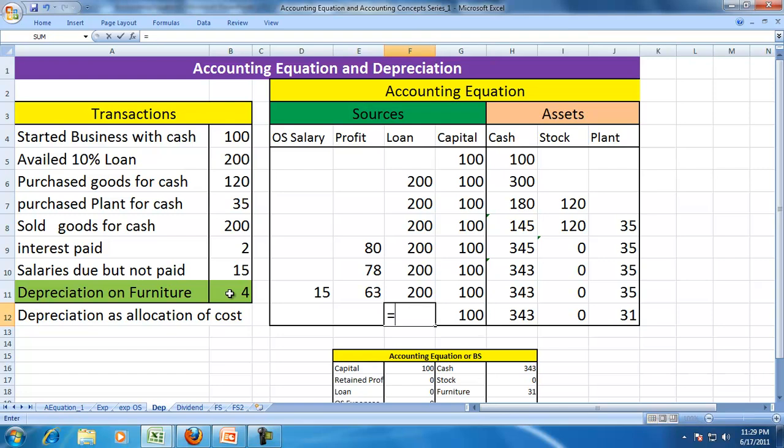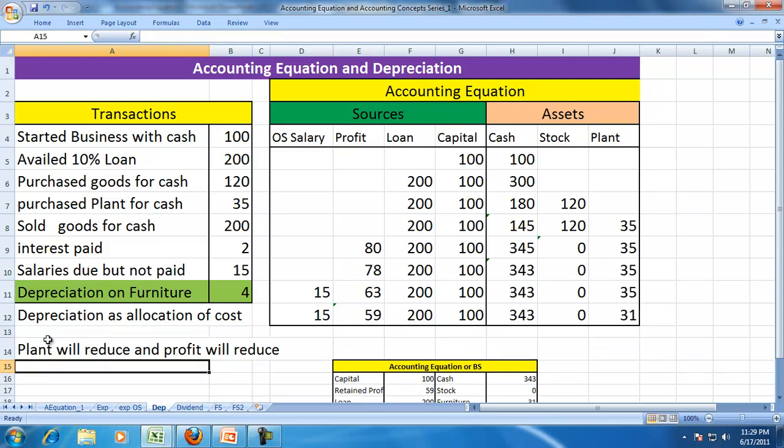No change in the loan, but the profit will reduce by 4 because depreciation is an expense. No change in this. Okay, so that means whenever depreciation is shown, the asset, plant or any other corresponding asset will reduce and profit will reduce. That is the effect of that. So profit will reduce and the plant will reduce.